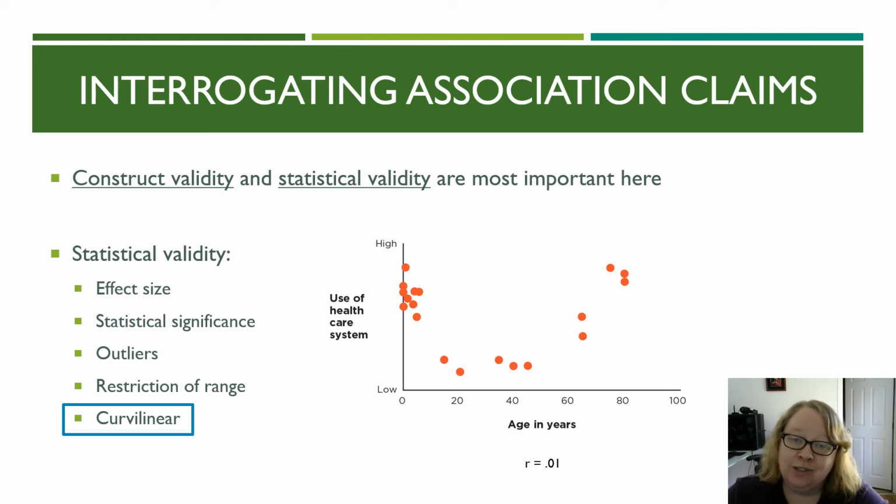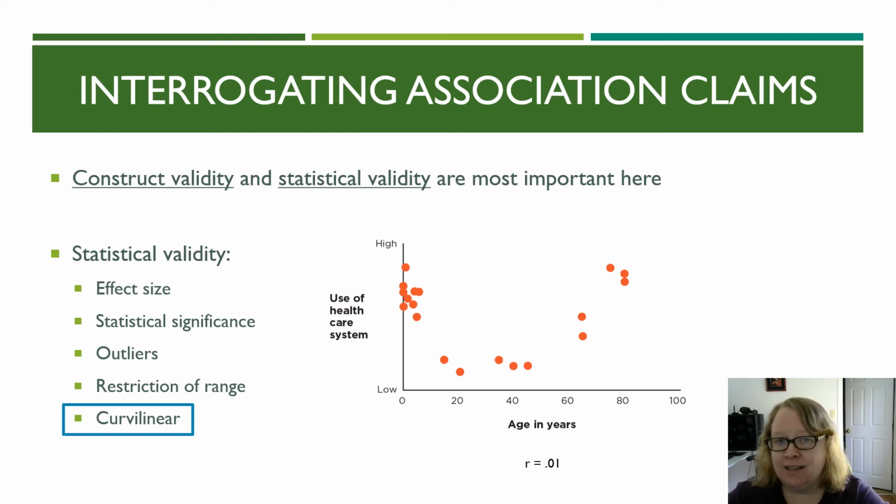When really they do, it's just a curvilinear relationship. You have to graph it to see it. All right, now again, statistical validity is maybe a little tough to talk about in this class because you might not have had stats yet. I'm not expecting you guys to be experts in these 5 aspects of statistical validity for association claims.